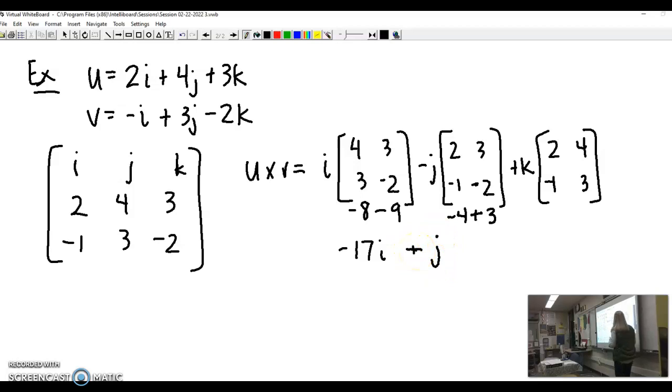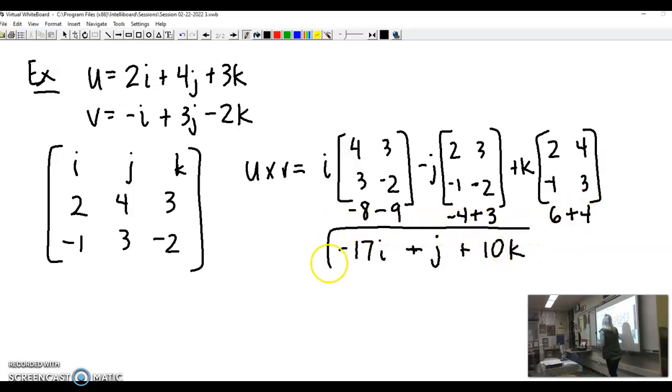And last but not least, the k matrix. So the left diagonal here is 6. The right diagonal is a negative 4, so it's going to end up being a plus 4. So my answer for my cross product is this matrix, right? Or that vector right there.